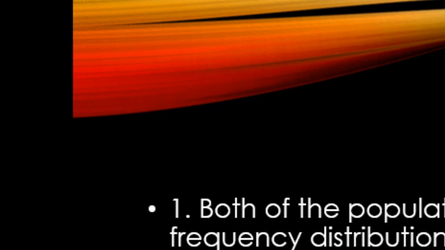Okay, here are the assumptions that we need to make sure of. The first assumption is that the populations are approximately normal. The second assumption is that the variances of the two populations are equal. And the third assumption is that the samples are independent of each other.